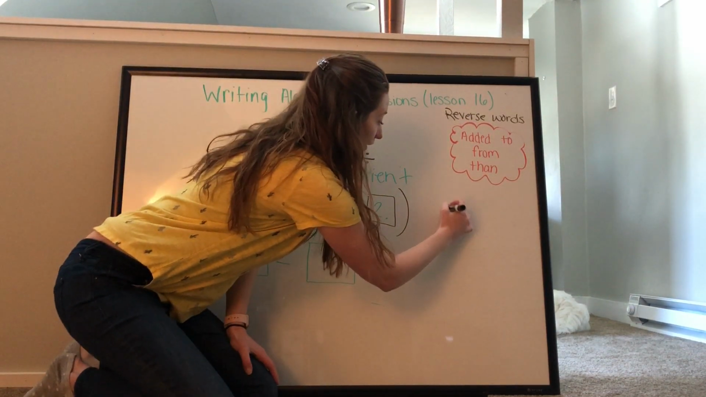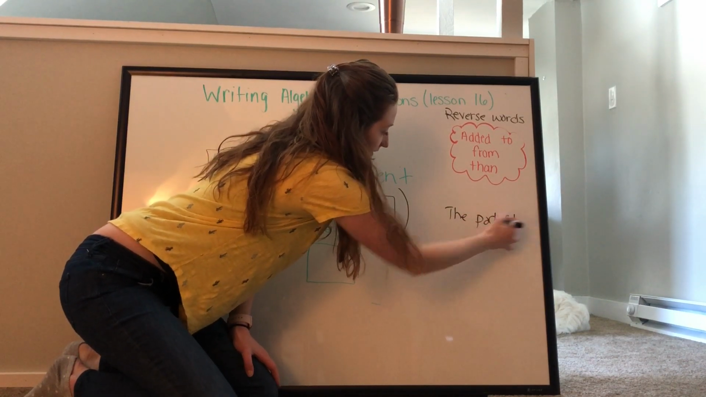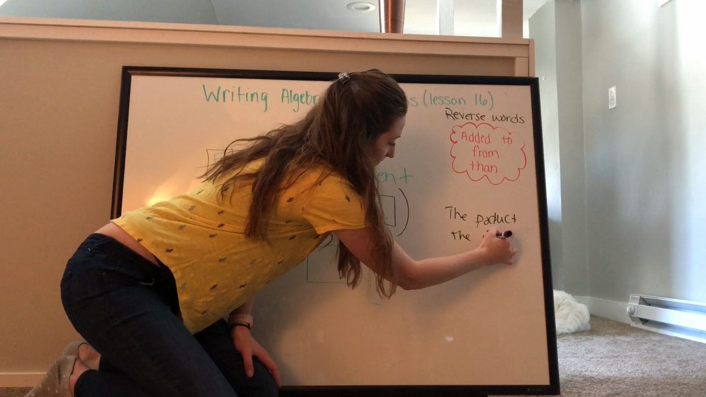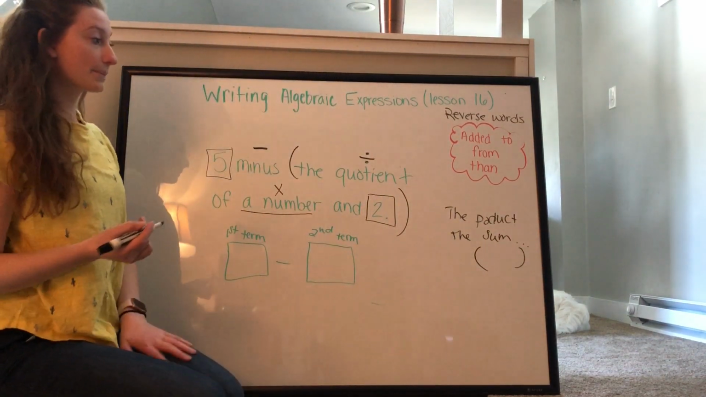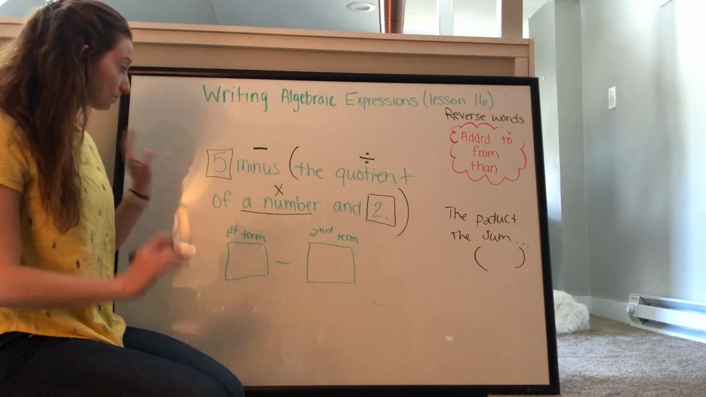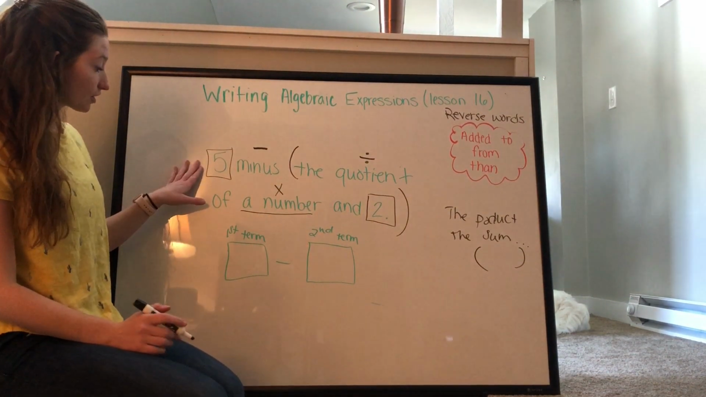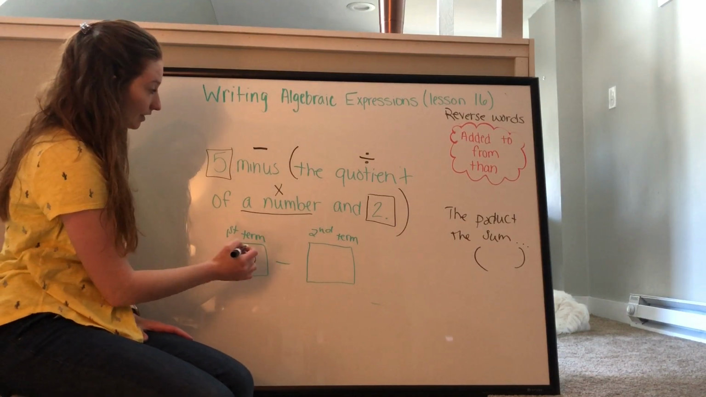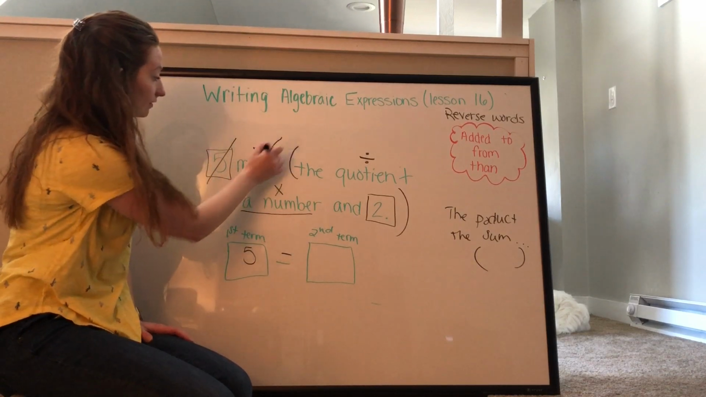So if you have the product, the sum, and so on, that's parentheses. That's a big thing you need to remember. Since there's no reverse word, I'm just going to start writing. So my first term would be a 5. Good. And then my operation is subtraction.